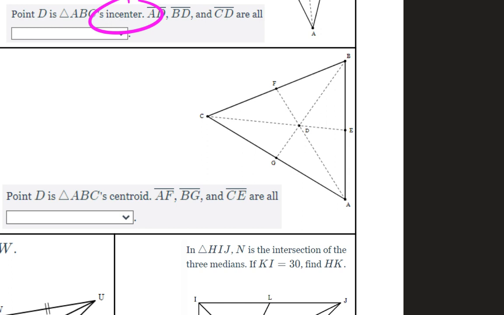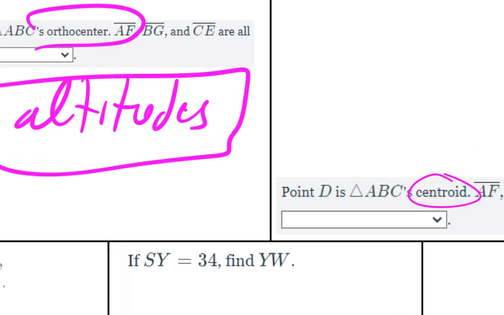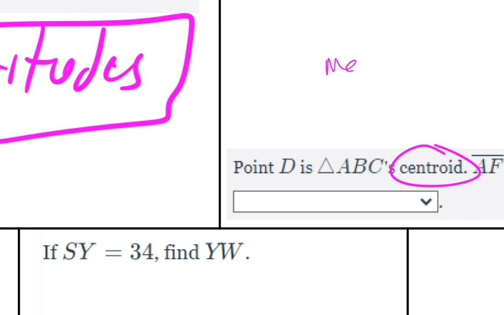All right, and then our last one. What do we notice about this one over here? We notice that it says centroid, right? So centroid, we said this is one of the most important ones, right? So we won't want to forget this. We want to remember that the centroid is created by medians. All right, so that's it on that skill.